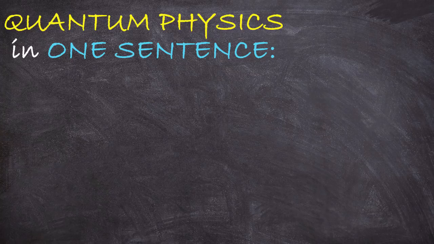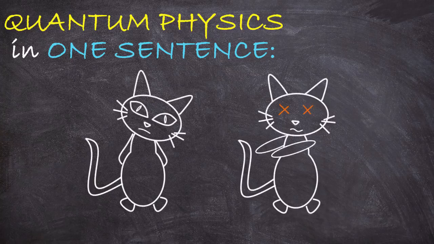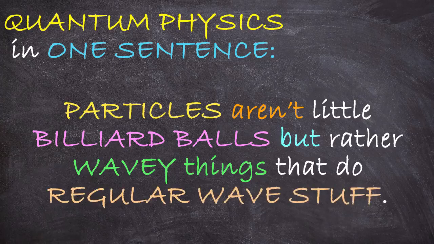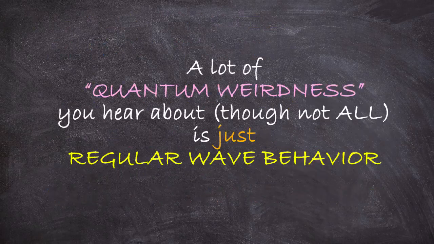If I were forced to sum up quantum physics in just one sentence, I wouldn't waste it talking about Schrödinger's cat or local realism paradoxes. Instead, I'd simply say that particles, like electrons, aren't little billiard ball-like things, but rather wavy things that do all sorts of regular wave stuff. And really, a lot of the mysterious reputation surrounding quantum physics just comes down to people not really being familiar with how waves, any waves, behave.